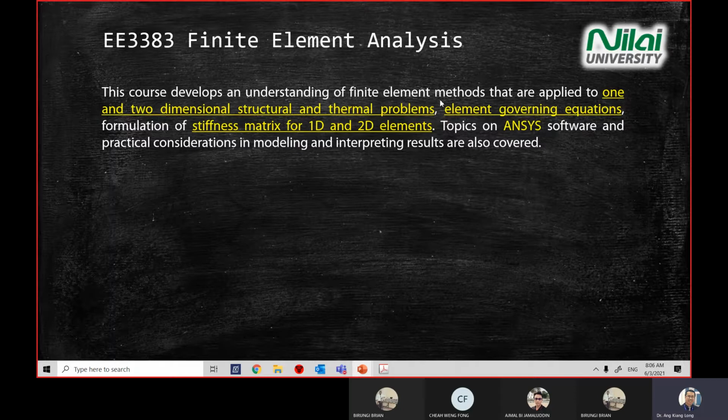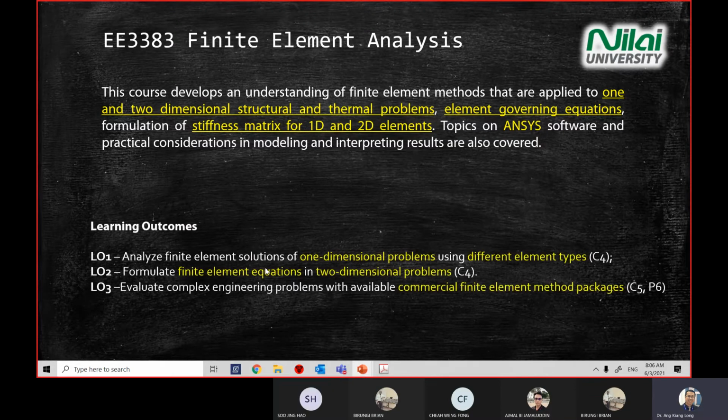I will deal with software. We will use Ansys for one of our assignments. And then most of the time we will deal with a stiffness matrix, right? Later on, yeah. So today is chapter 1.